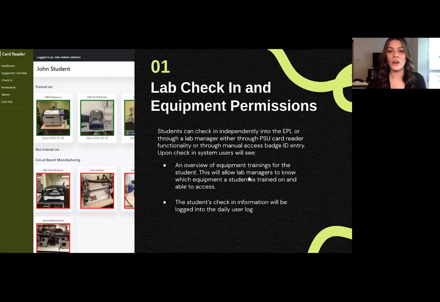So moving right along, our first feature is lab check-in and equipment permissions. Students can check in independently to the EPL or through a lab manager, either by scanning their PSU card into our card reader or through manually entering their access badge ID. Upon check-in, system users will see an overview of equipment trainings for that student. This will allow the student and lab managers to know which equipment a student is trained on and able to access for that day. And also the student's check-in information is going to be logged into our daily user log.